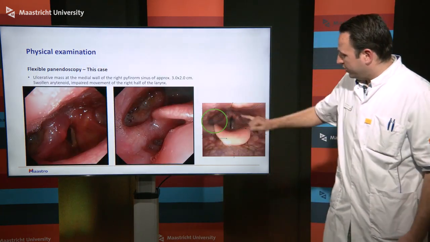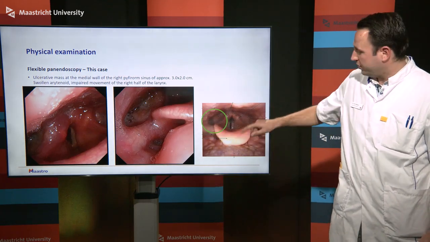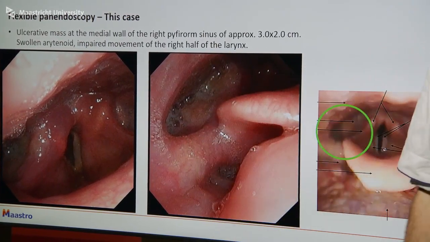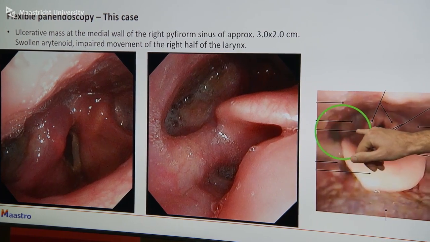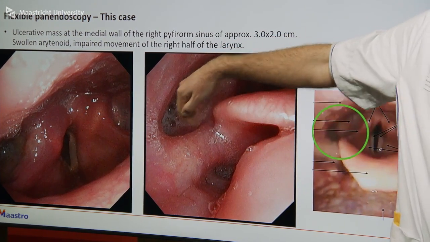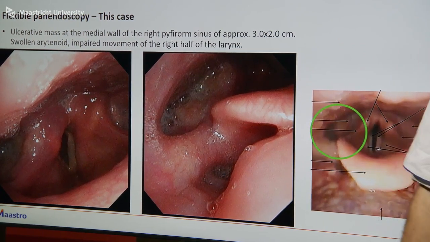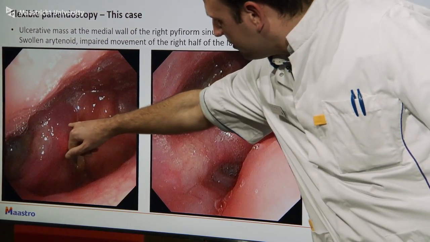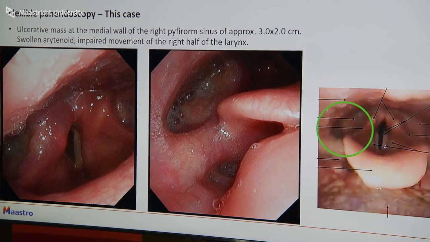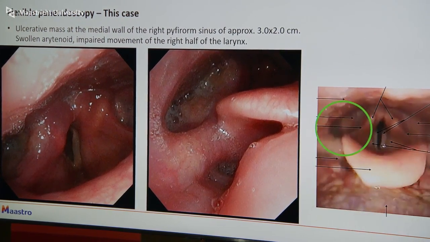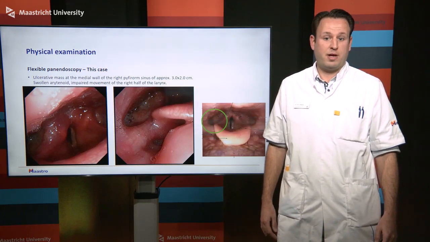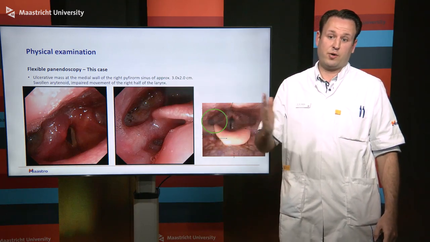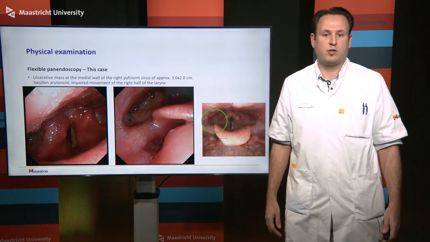In this case, this is the prior picture, we are at the right side of the vocal box, and we see here a bit of a strange color of the mucosa. There's an ulcerative mass, and this is the piriform sinus, the medial wall of the piriform sinus. We measure this for about 3 by 2 centimeters. What we also see is that the right arytenoid is a bit swollen. So this suggests that there is invasion from the piriform sinus into the larynx. And this causes impaired movement of this side of the larynx. So when the patient makes some voice, the left part is going to the middle, but the right part is standing a bit sidewards.